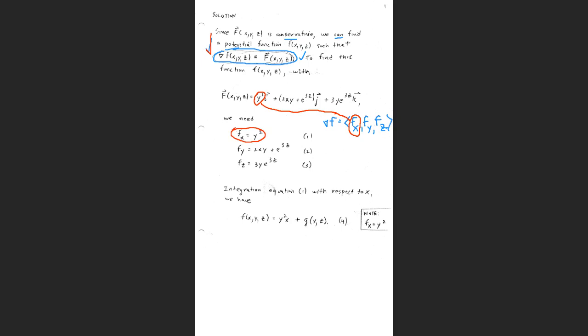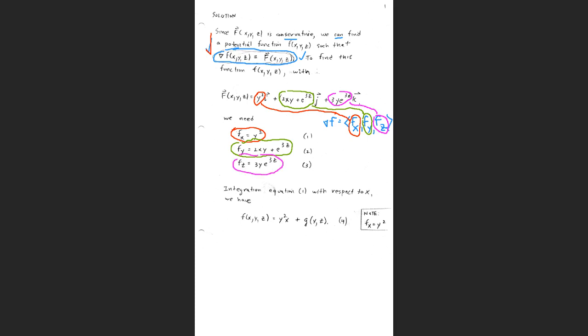Okay, and then we have to take the second component of the vector field and set that equal to the partial derivative of f with respect to y. That gets us this second equation here. And then finally, we take the third component of the vector field and set it equal to the partial derivative of f with respect to z. Okay, that'll give us this third equation.